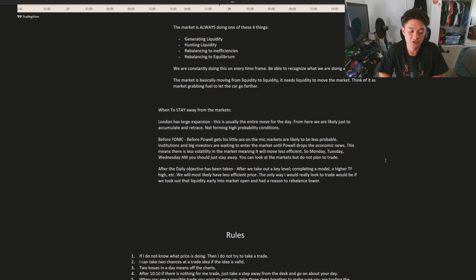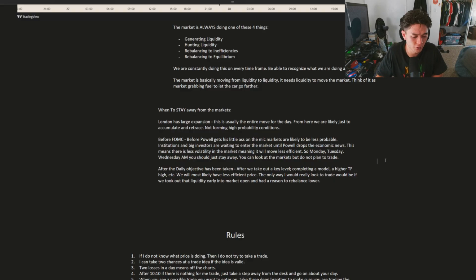And then after the daily objective has been taken, so let's say that we complete a buy model, we take out a key level, or if we have an obvious area that we're going to for the day, and then we go there. After we go there, we're probably just going to get choppy and rebalancing price, which I don't want to be touching. That's just ugly. I don't want to touch that.